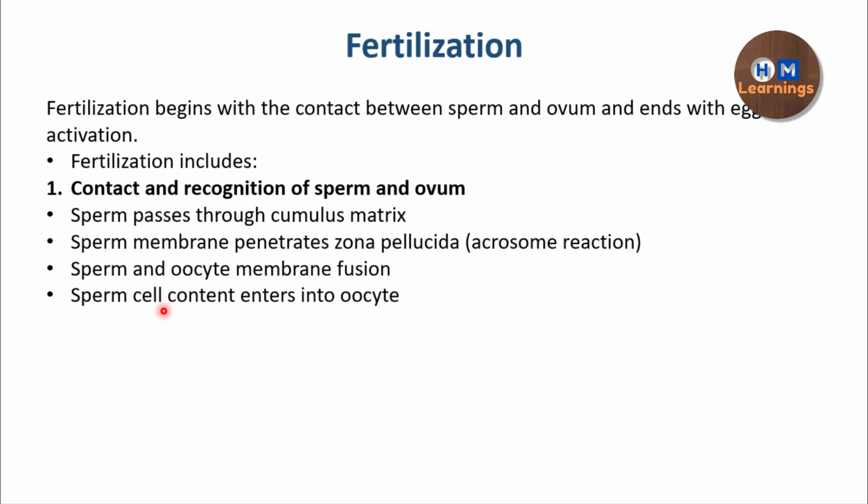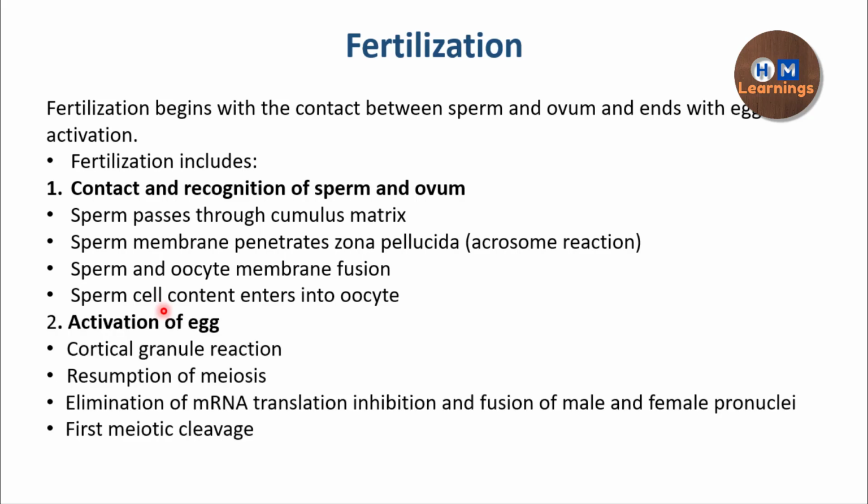This is not the end of fertilization. The entry of the sperm leads to the next thing, which is the activation of the egg. What is the activation of the egg? There will be a cortical granule reaction in the oocyte. Then there is resumption of meiosis. The oocyte is arrested at metaphase 2 of meiosis 2, so it will complete its second meiotic division to form an oocyte with an unduplicated haploid number of chromosomes. Then it will also eliminate the translation inhibitors, which leads to the synthesis of mRNA and the initiation of embryonic development.